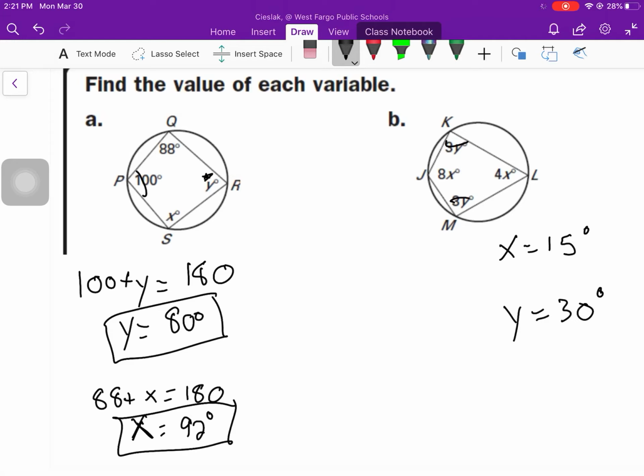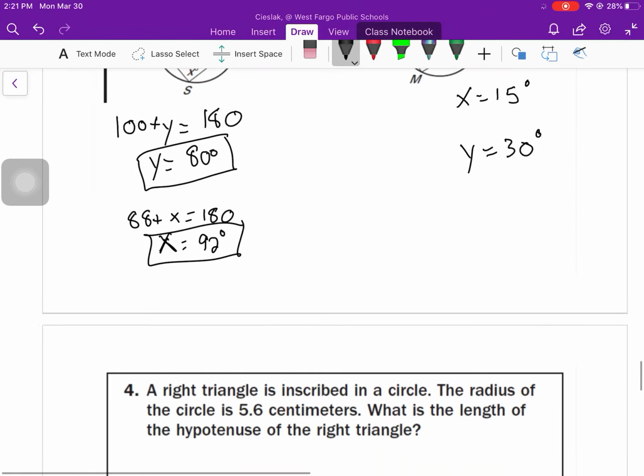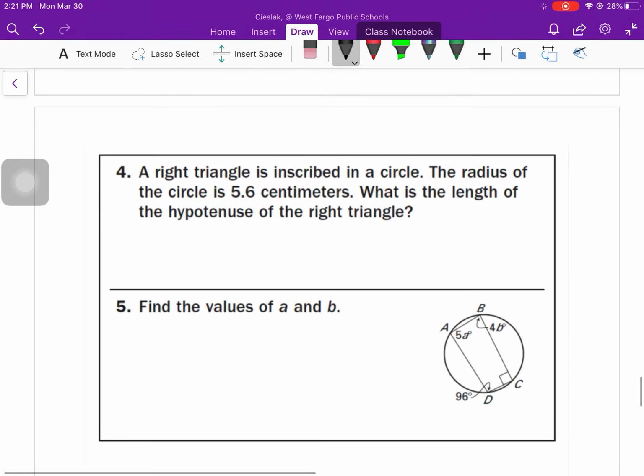Okay, same idea over on this one. You would just take 3y and 3y add up to 180. 8x and 4x add up to 180 and solve. Okay, I don't know that we need to spend a whole lot of time on that one.